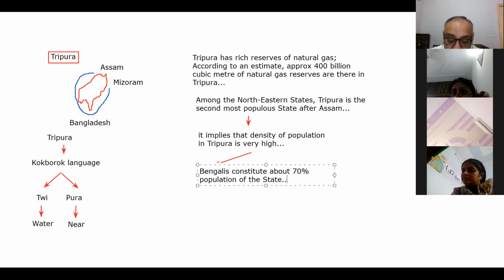और 30% में बाकी सभी हैं, जो वहाँ के लोकल लोग हैं जिन्हें हम त्रिपुरी पीपल कहते हैं, जो बोरोक लैंग्वेज बोलते हैं. So the rest of the 30% is along with others. So it means the major religion of the state is Hinduism. Hindu religion is the major religion in the state because Bengalis are Hindu people.